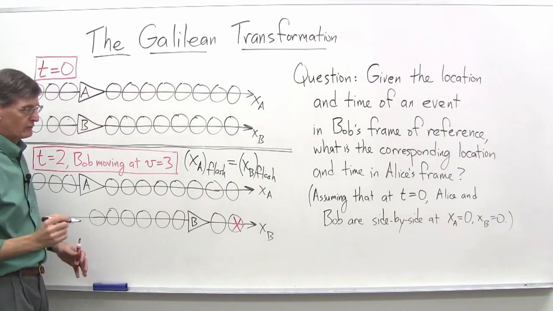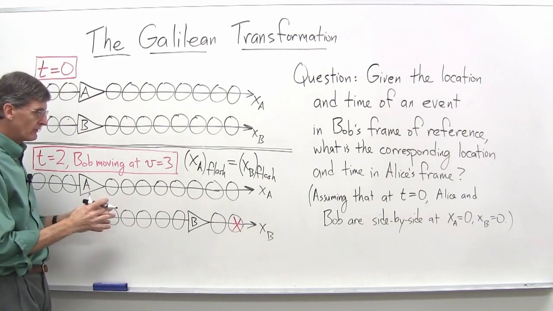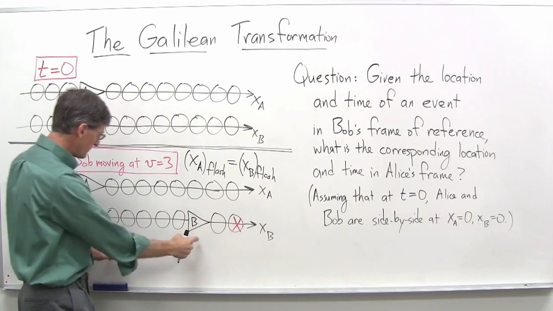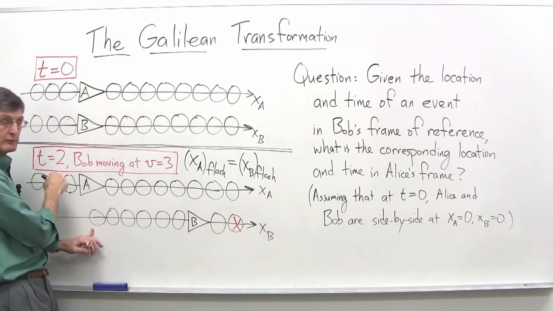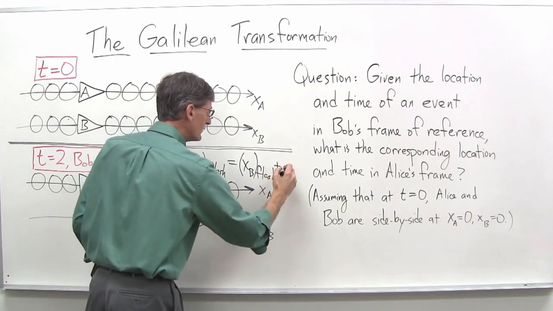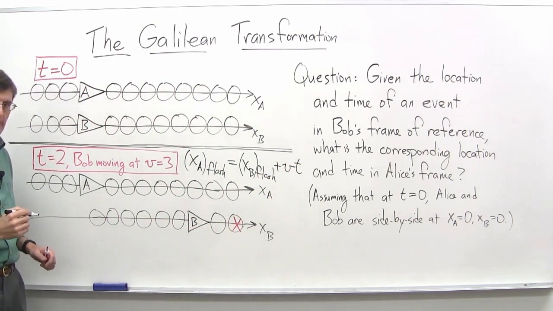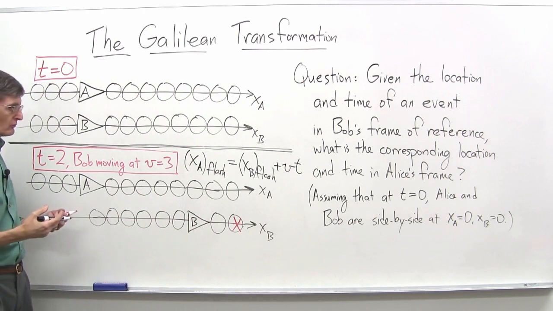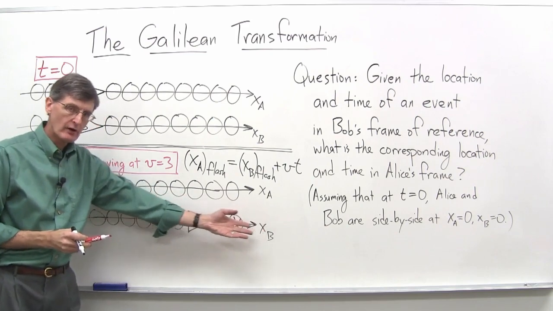And I'll erase that so we can get a little more room here, but for the moment, we'll squeeze this in. So xa it'll be xb of the flash plus the distance he's moved. Well, the distance he's moved is simply velocity times time. So it's plus velocity times time. Okay? So that's the equation for any given event that happens in Bob's frame of reference.